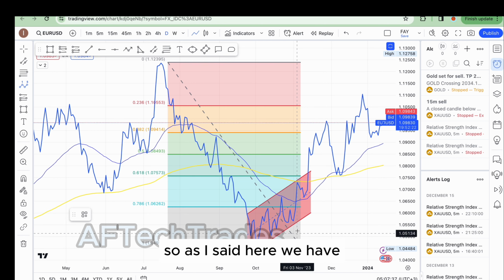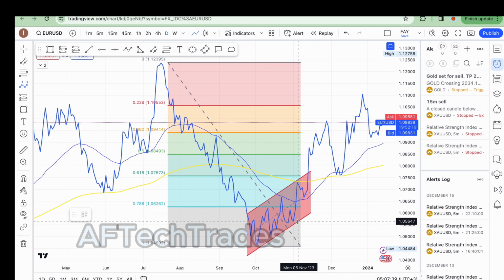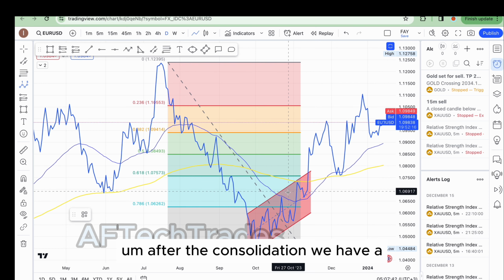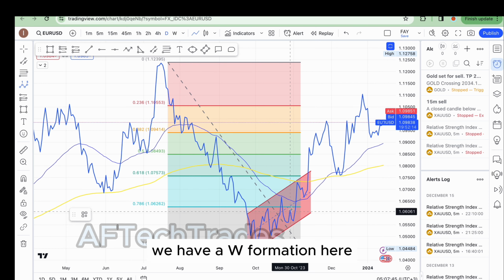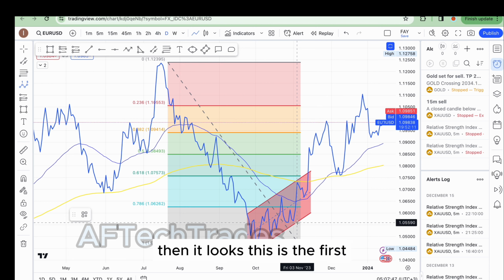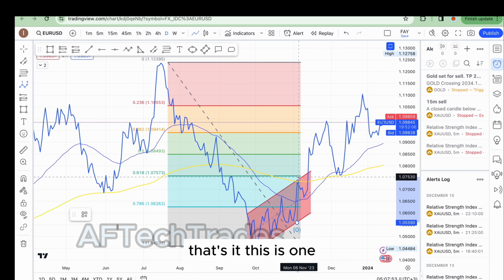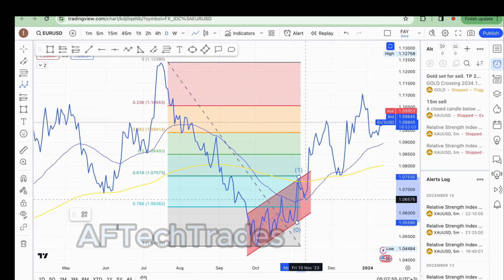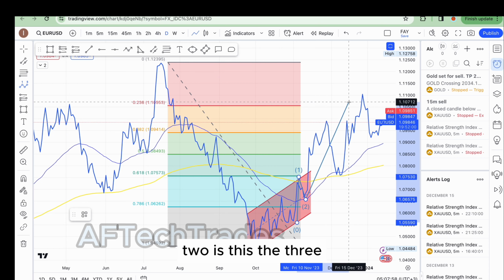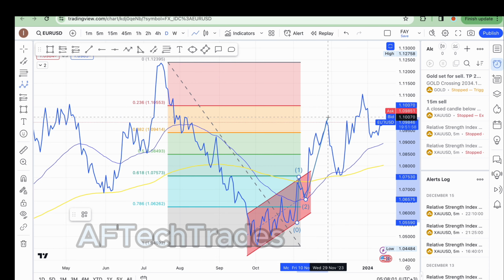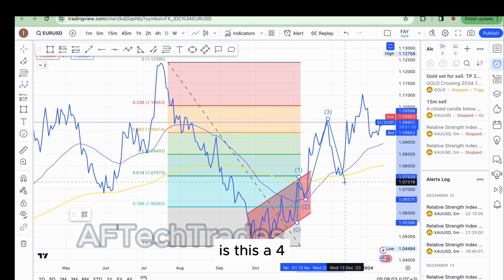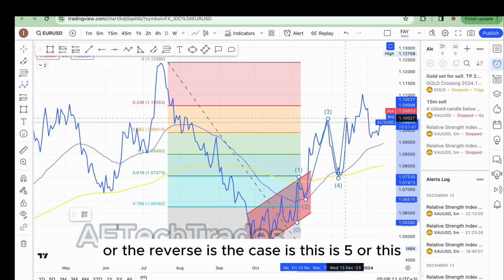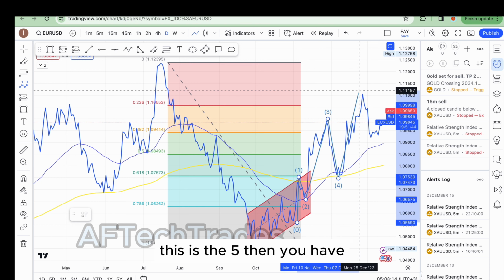So as I said here, after the consolidation, we have a W formation here. Then it looks, this is the first, this is 0, let's say this is 1, 2, is this the 3, is this a 4, is this a 5, or the reverse is the case? Is this a 5 or this is the 5?